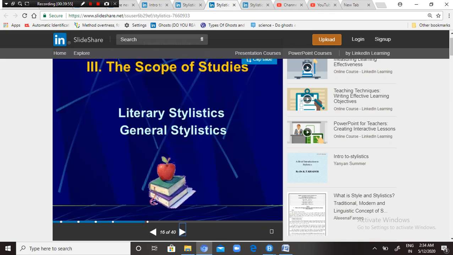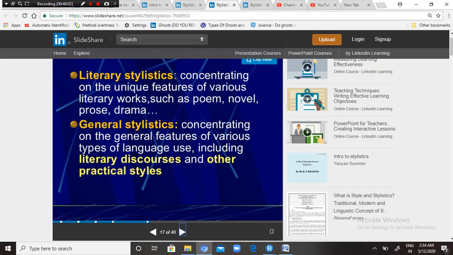The scope of the study. What is the scope of the study? Literary stylistics and general stylistics. In literary stylistics, the focus is on the unique features of various literary works such as poems, novels, prose, and dramas. General stylistics concentrates on the general features of various types of language use, including literary discourse, okay, and other practical styles.